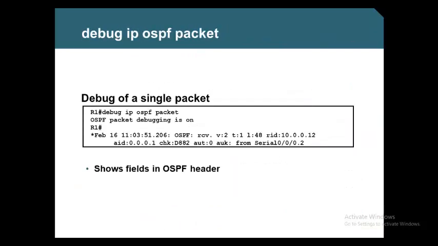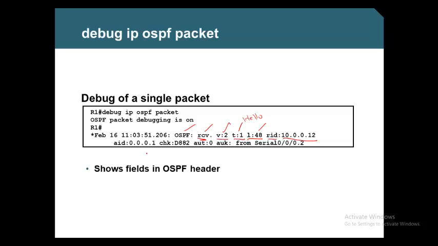This is how the debug shows. We can see here an OSPF packet is received. It is version 2, meaning IPv4. Type 1, meaning hello packet. Length 48 bytes. Router ID, area ID. This is an area 1 packet.